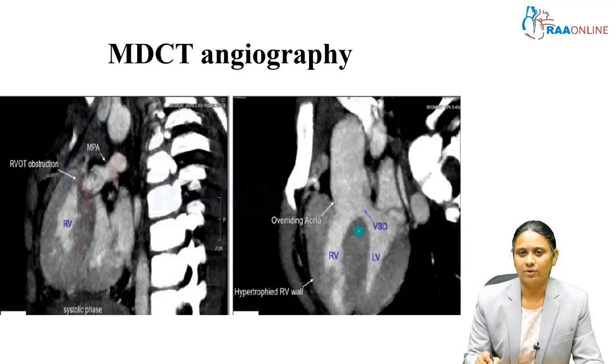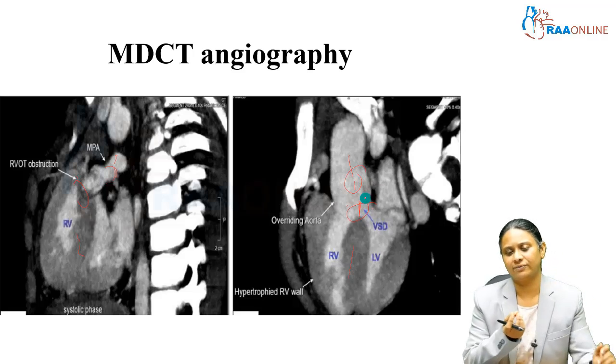Here the same view which we saw in the left ventriculogram. This is the ventricular septum and this is the defect which is between the LV and the RV, equally committing 50% to the aorta. So this aorta is overriding the ventricular septal defect. That is, the aorta sits on the crest of the VSD.